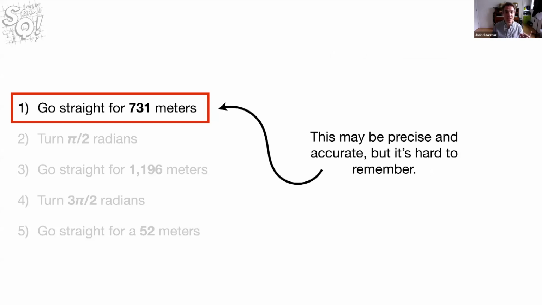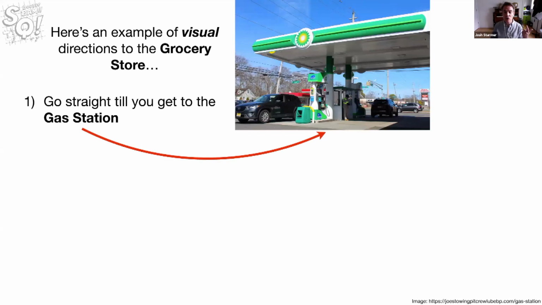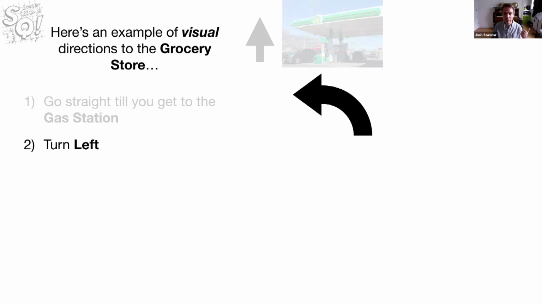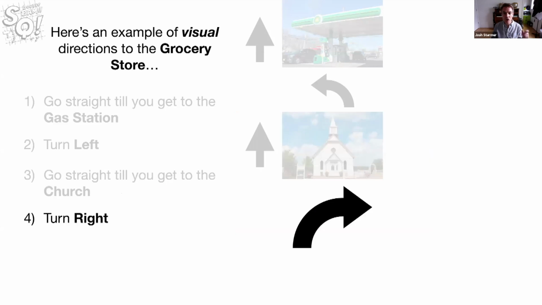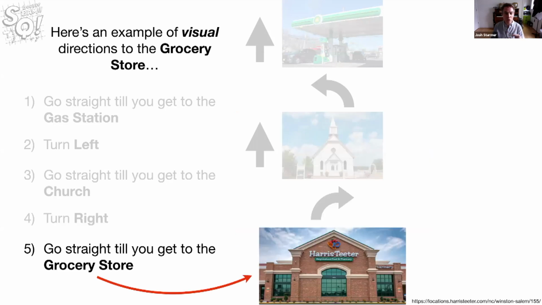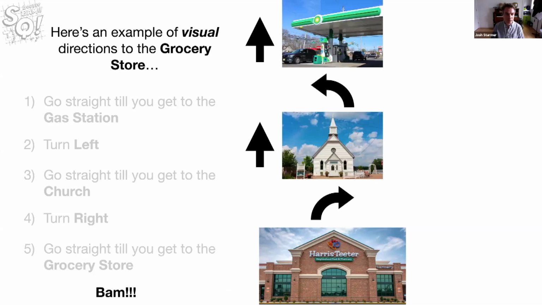This may be precise and accurate, but it's very hard to remember. Here's an example of a visual direction to the grocery store. Go straight till you get to the gas station. Turn left. Go straight till you get to the church. Turn right. Go straight till you get to the grocery store. Bam!